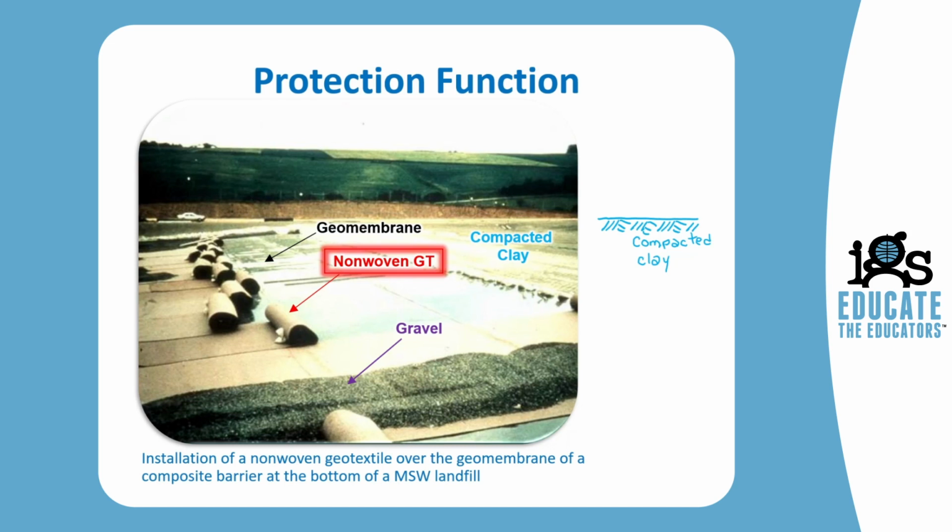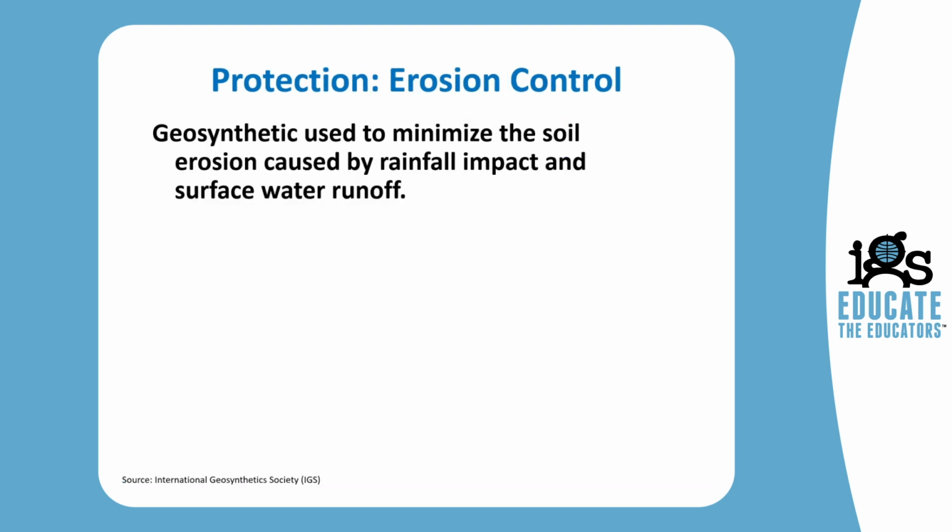We have a compacted clay liner. On top of that, we do have a geomembrane. On top of this, we have the non-woven geotextile that is serving as a protection layer, then the gravel, which is the drainage layer for the system. Also, as protection layer, we include erosion control.